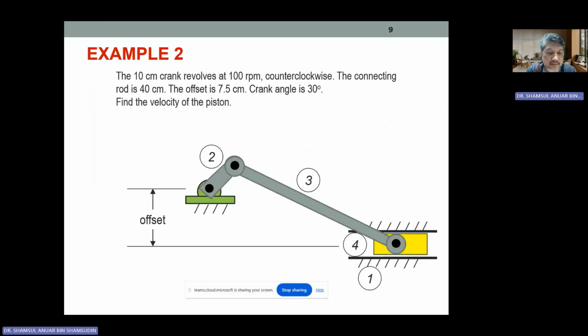Take for example this offset slider crank example. We have the crank at point 2, member 2, and link 3 is the connecting rod, the slider is at 4, and we have this offset.